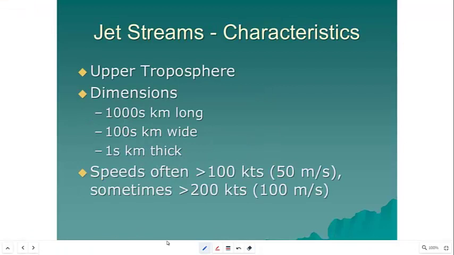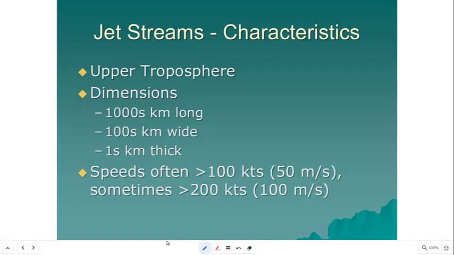They are located in the upper part of the troposphere. They do go around the whole globe, therefore they're thousands of kilometers long. They can be hundreds of kilometers wide, but only a few kilometers thick. Now the speeds, most often they are greater than 100 knots. Sometimes they'll be greater than 200 knots.